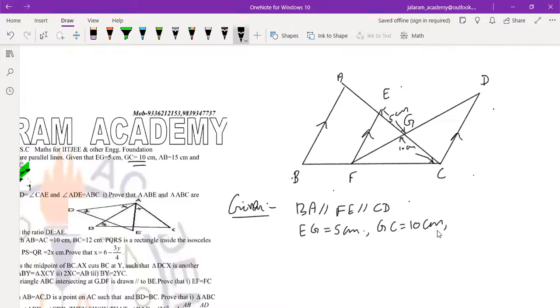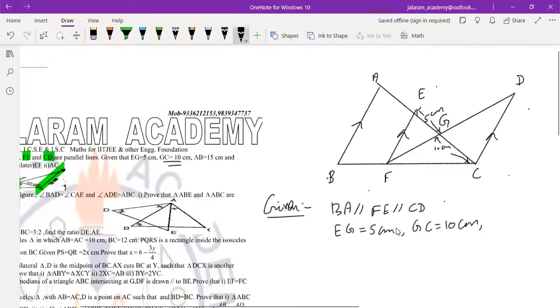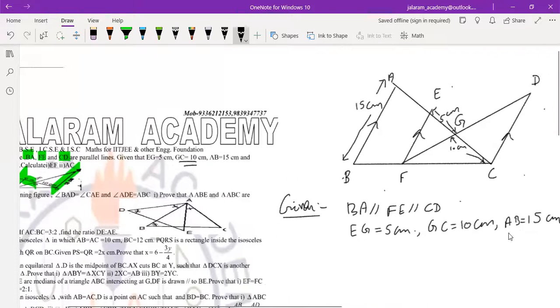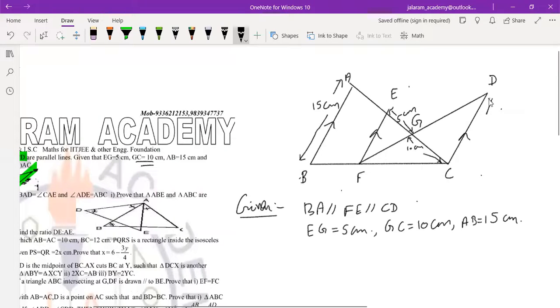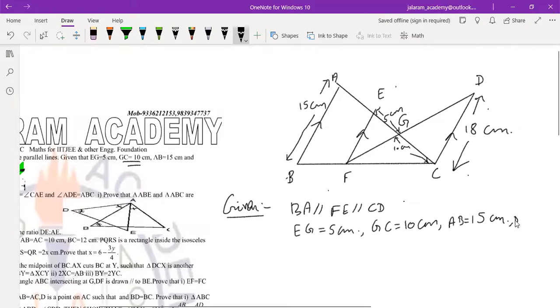GC equals 10 centimeter. AB equals 15 centimeter. And DC equals 18 centimeter. Okay.